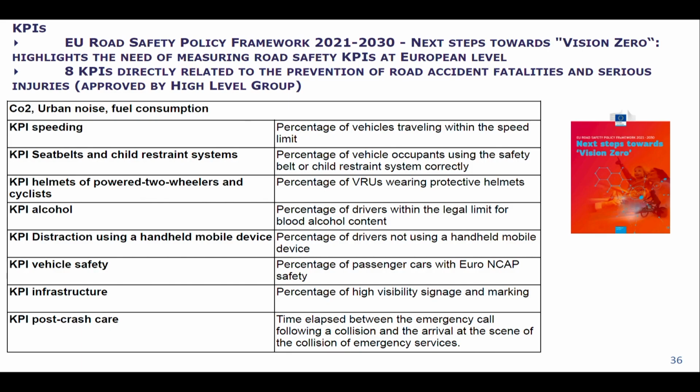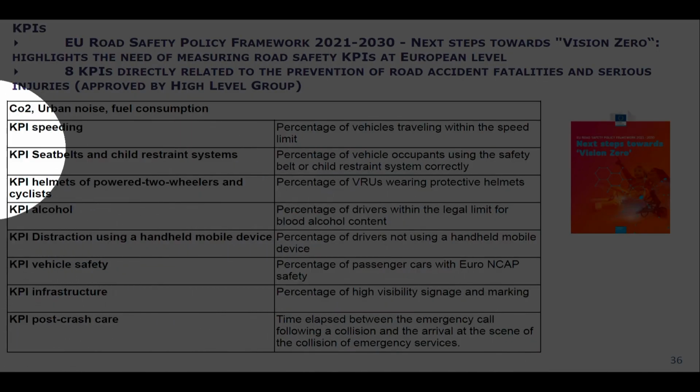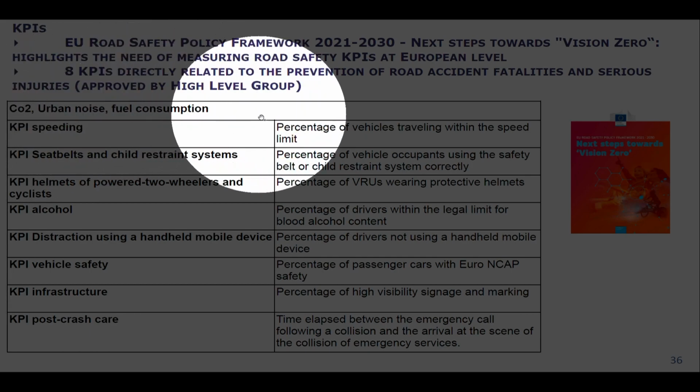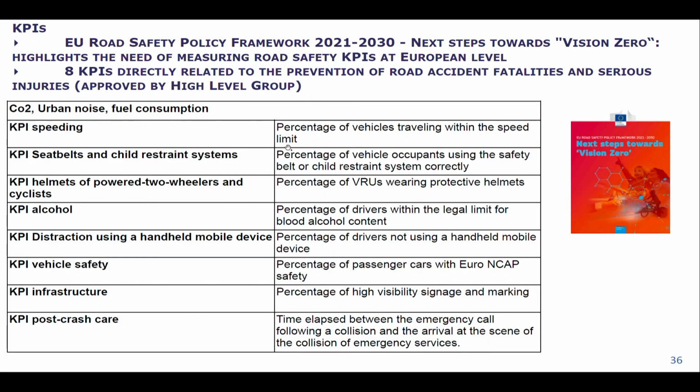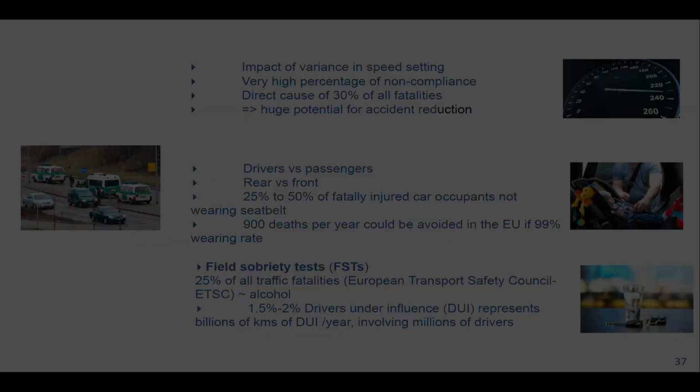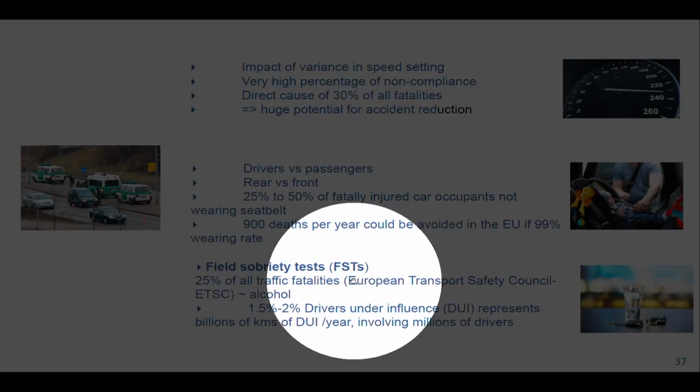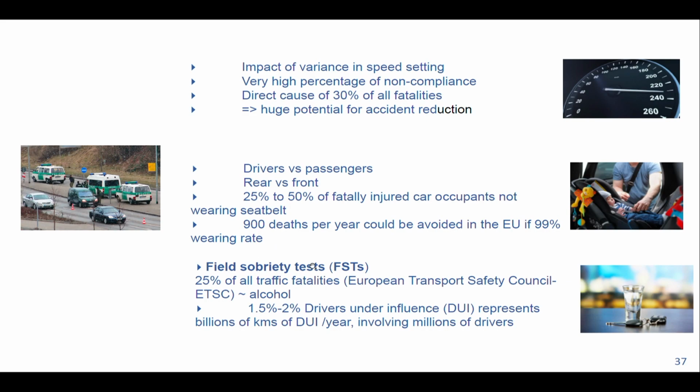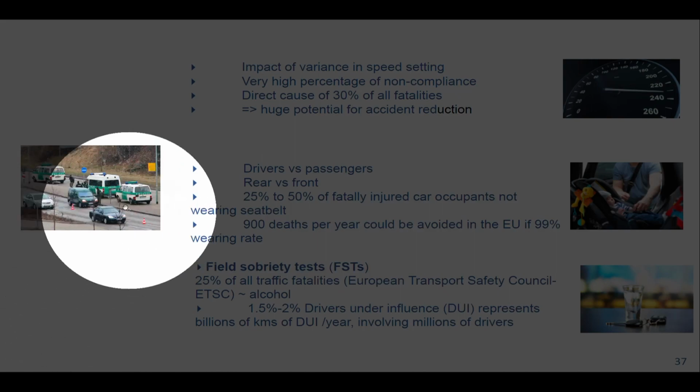For example, CO2 emission, urban noise, fuel consumption KPIs. Actually, all the current approach of the European Union, they are not able to assess it. For example, the KPI alcohol, how is it measured? What we call field sobriety, that's the FST. They are these random controls.